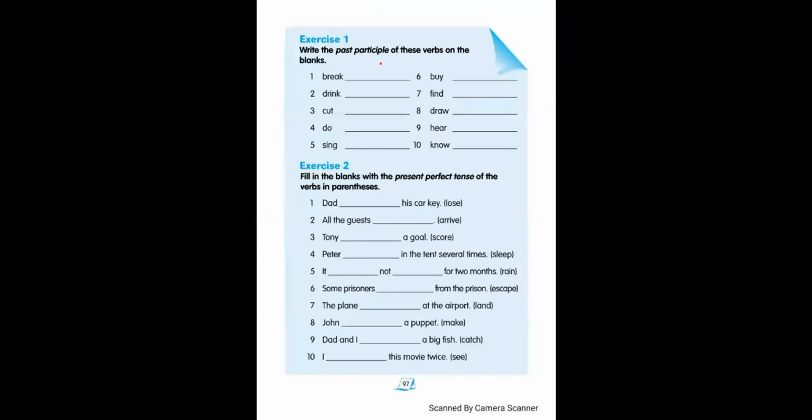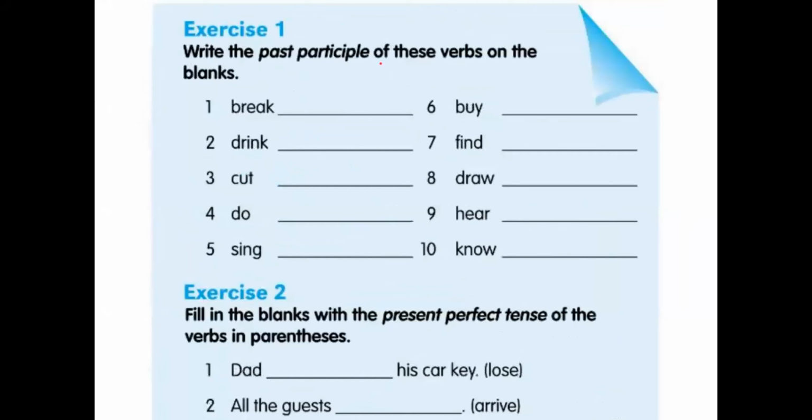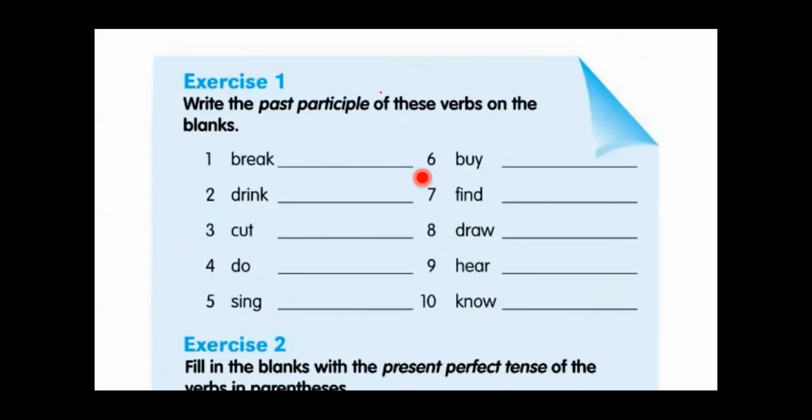So in the present perfect tense, what did we discover now? That we use have and has plus the past participle. Now let's have a look over here and be careful. You have to tell me where we add ed and where we don't add ed. Write the past participle of these verbs in the blanks. Break.